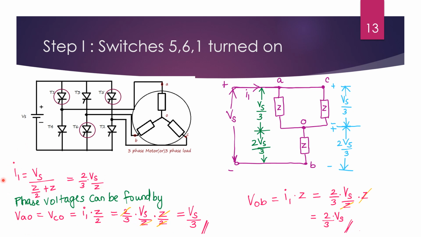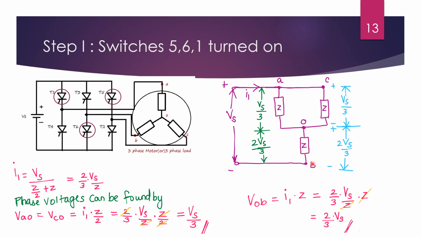As we have got I1, the load current, we can easily get the phase voltages, which are VA0, VB0 and VC0. Both VA0 and VC0 are the same because it is between this node and this node. So we have written VA0 equal to VC0, which again based on Ohm's law, V equal to IR, is equivalent to the load current I1 into the total impedance, which is Z by 2. So at last we got VA0 and VC0 as Vs by 3.